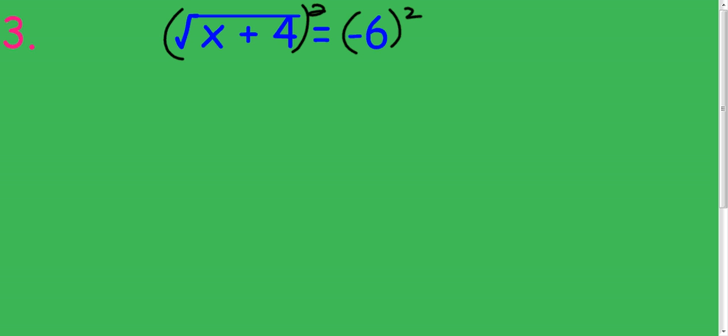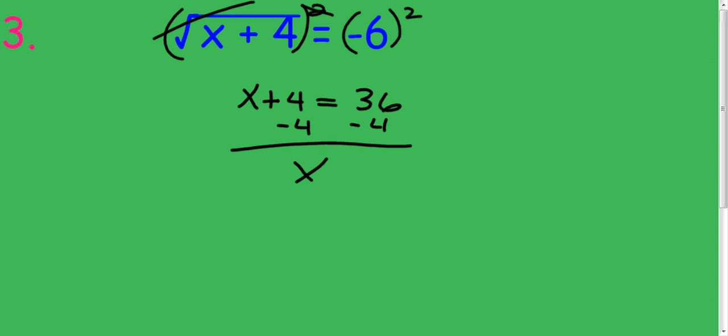And so then this will undo each other, and so I will have x plus 4 equals negative 6 squared is 36. Subtract 4, and I get x equals 32. So it looks like it has a solution. I'll go ahead and plug it back in.